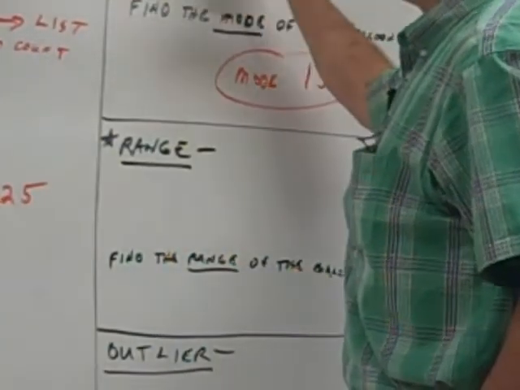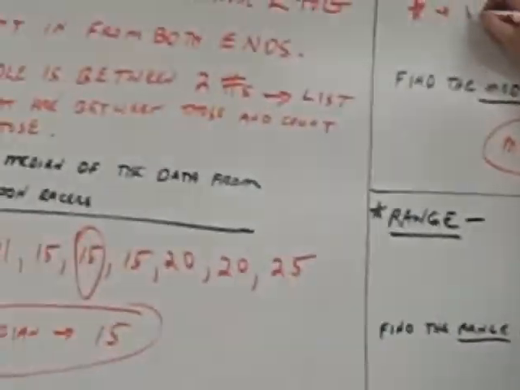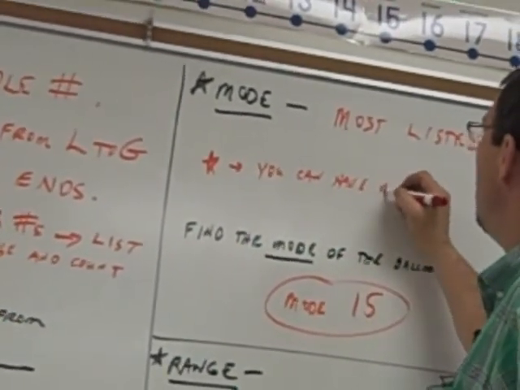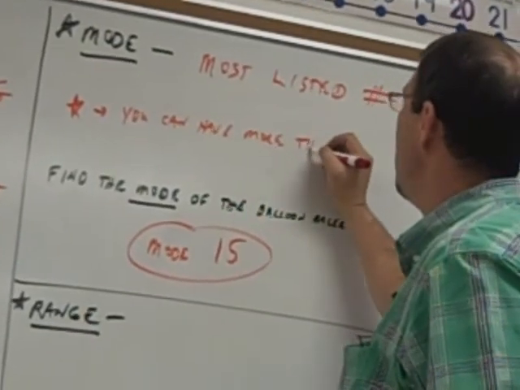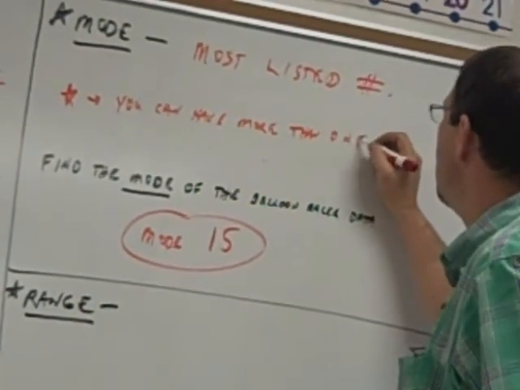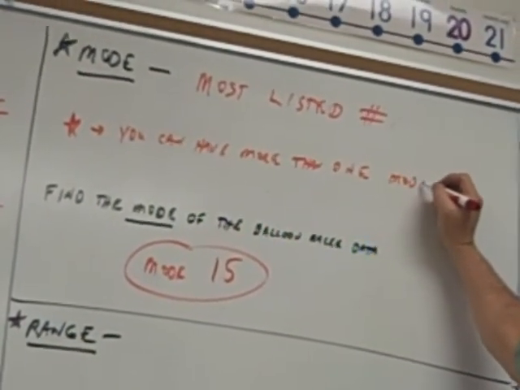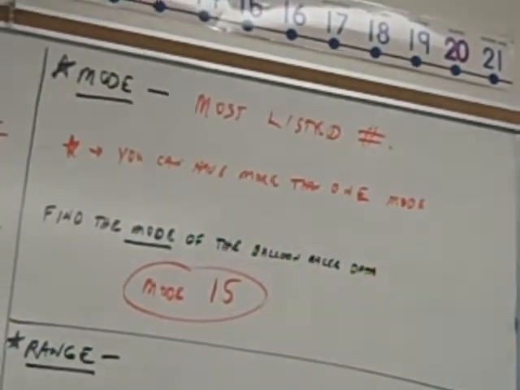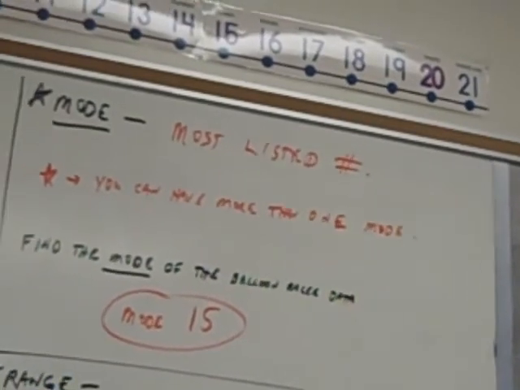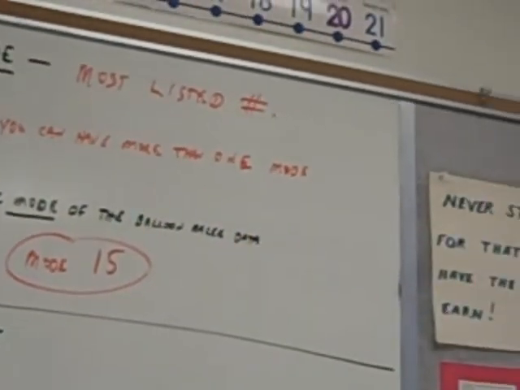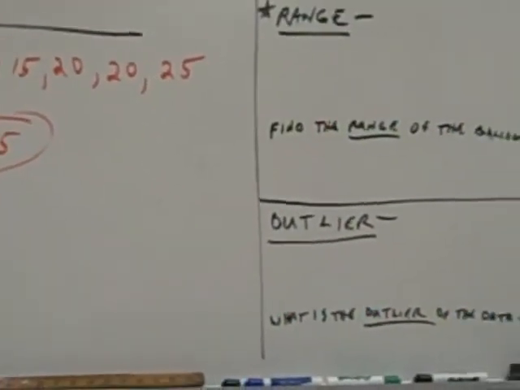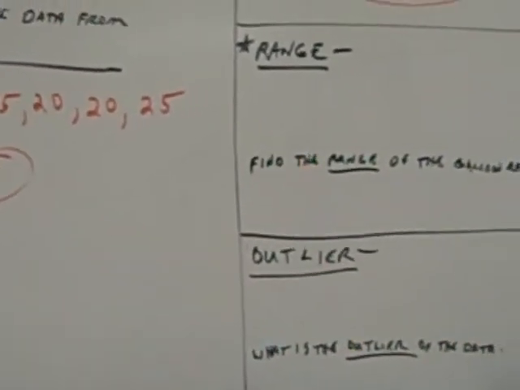So our little star here would be you can have more than one mode. It might end up where you have more than one mode. It all depends. Now, if one of them is listed 4 times and one of them is listed 3 times, you don't have two. It's the one that's listed 4 times, the most.